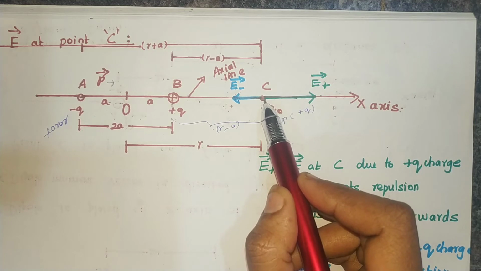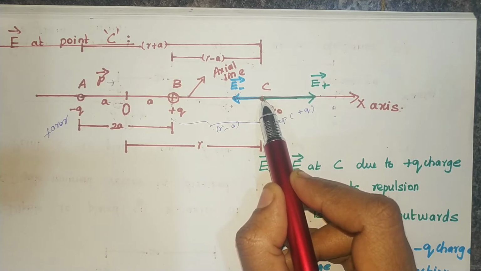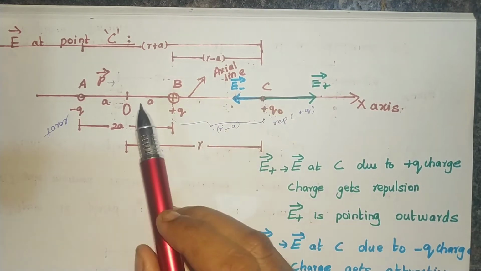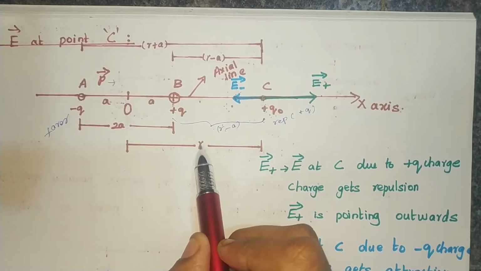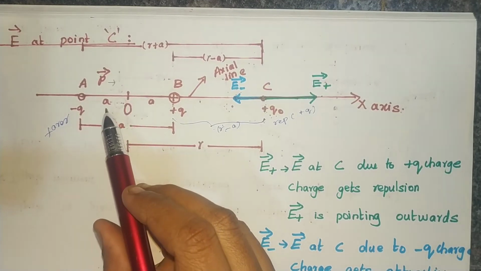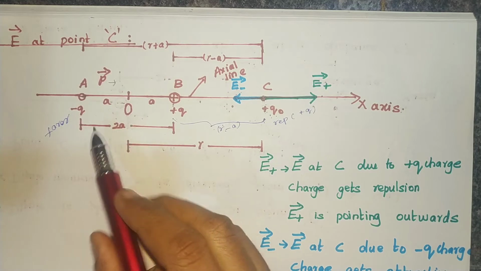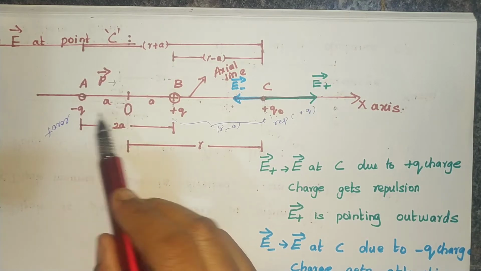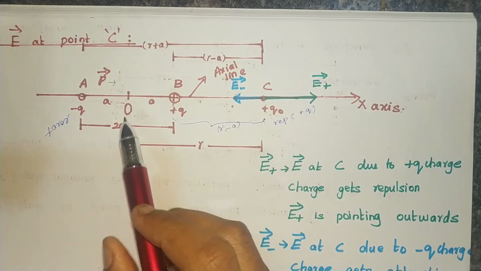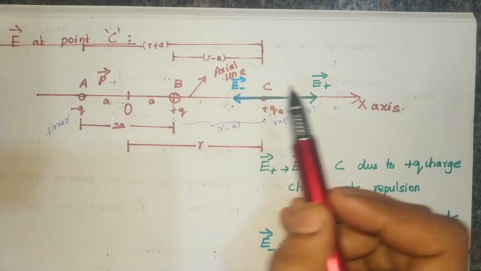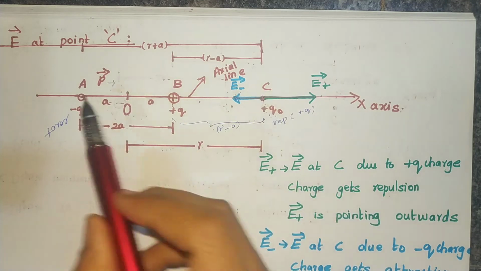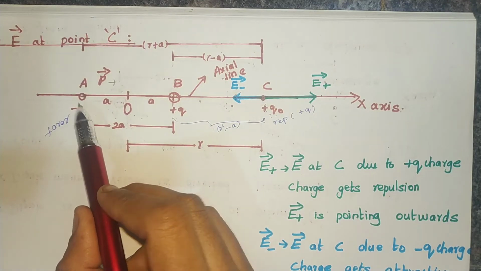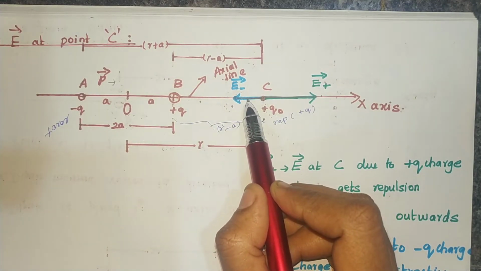அதே மாதிரி point C உடைய distance எவ்வளவு இருக்குன்னா from origin R நமக்கு தெரியும். To that we add A, ஏன்னா from the axis minus Q க்கும் originக்கும் உள்ள distance A. அப்போ இந்த R ஓட இந்த A யை add பண்ணணும். அப்போ distance between C and minus Q is R plus A.